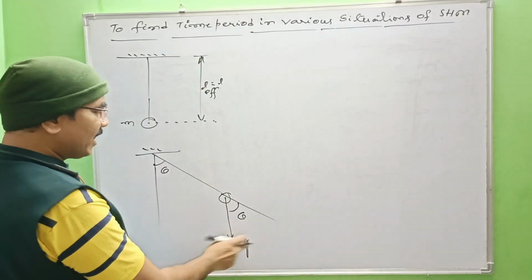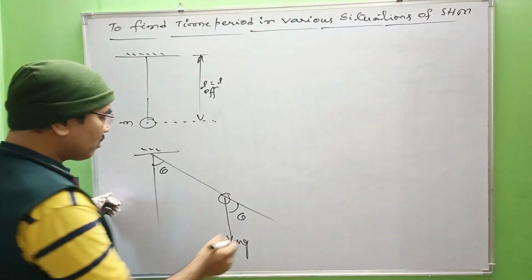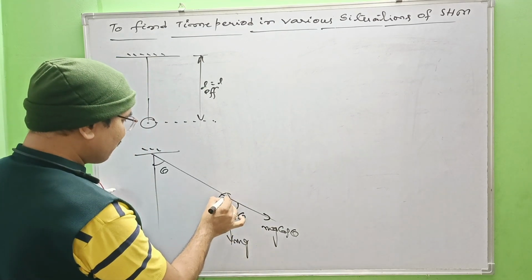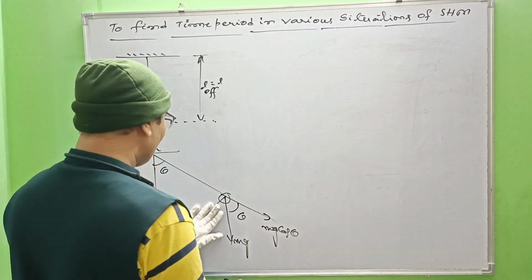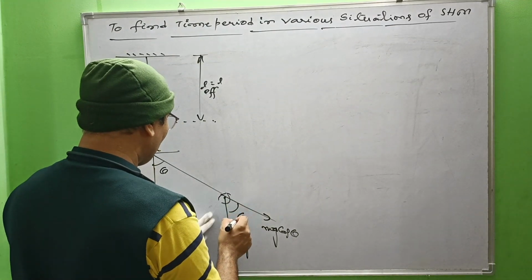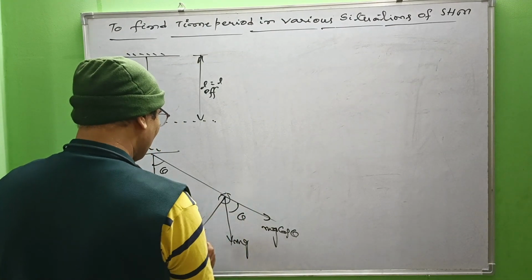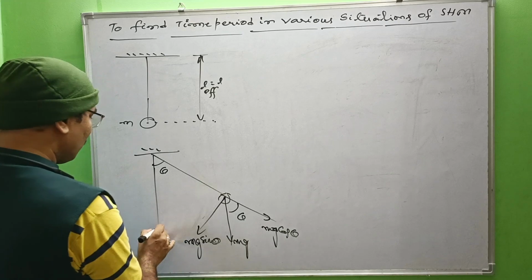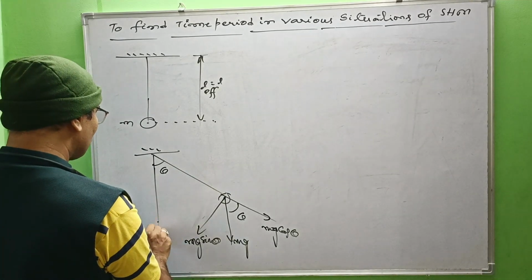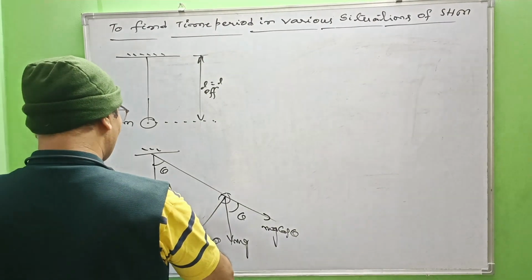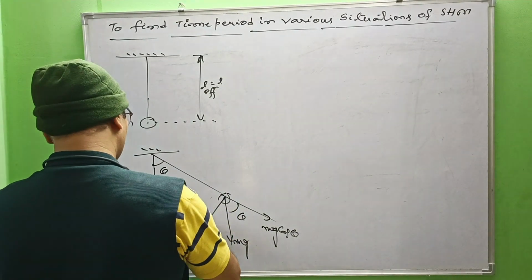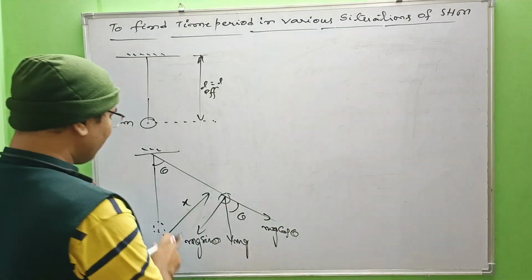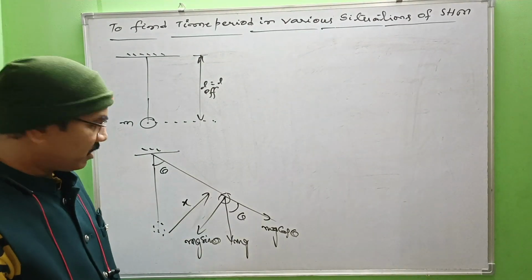Now try to resolve the weight into two mutually perpendicular components. So this is mg cos theta, and here it is mg sin theta. These two are perpendicular to each other. Now see, this is the usual mean position. Now it is displaced like that. See, this is the displacement of the bob, x. Now see, x and mg sin theta are directed opposite to each other.